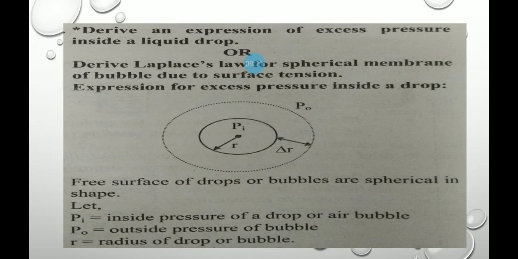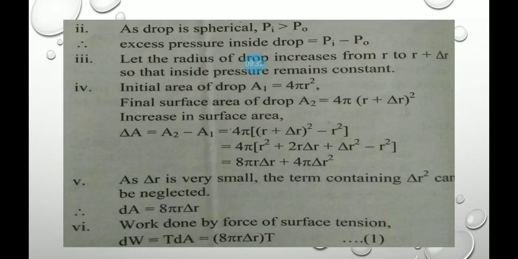P0 is the outside pressure of the bubble. R is the radius of the drop or bubble. As the drop is spherical, Pi is greater than P0. Excess pressure inside the drop is equal to Pi minus P0. That is the excess pressure. Let the radius of the drop increase from R to R plus delta R so that the inside pressure remains constant.